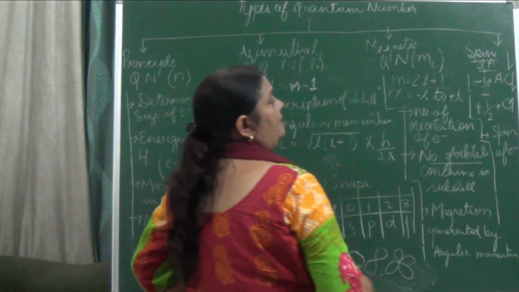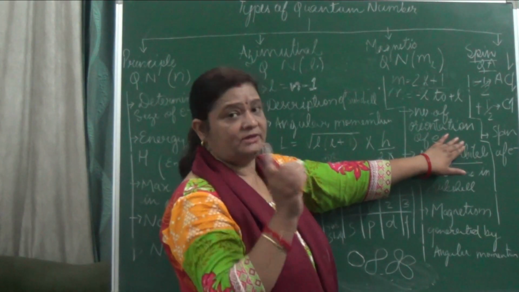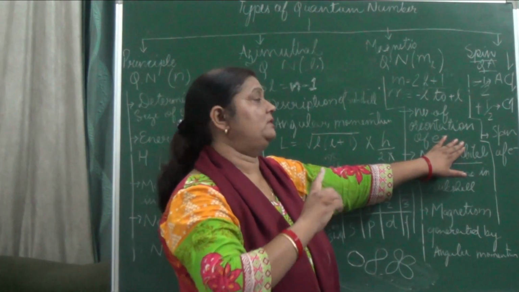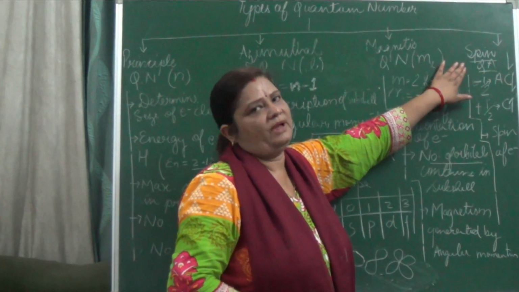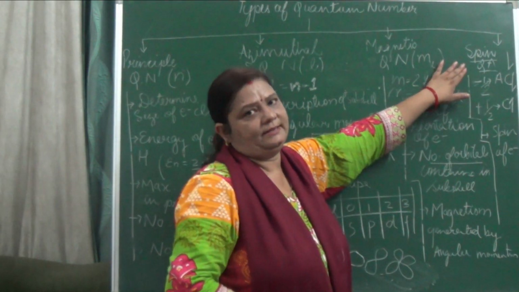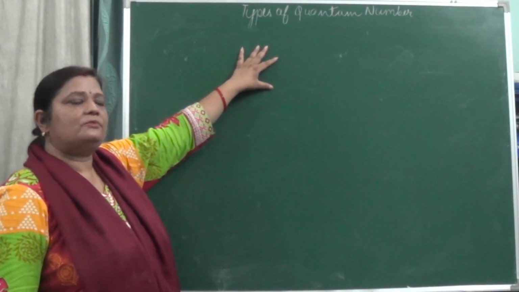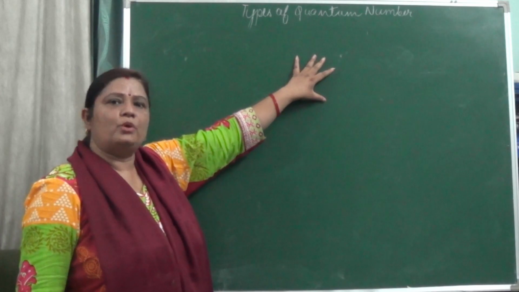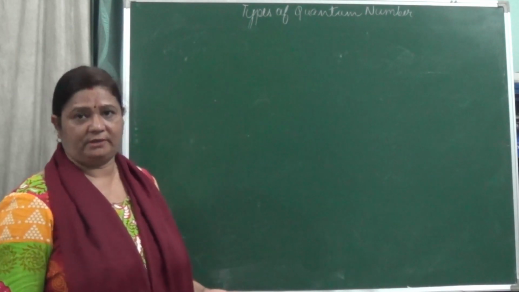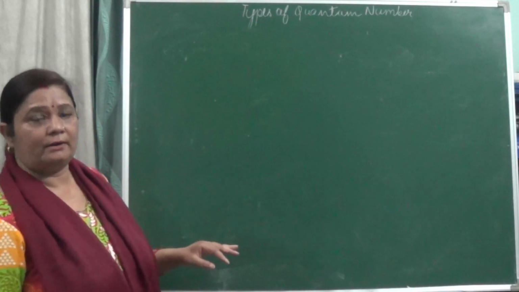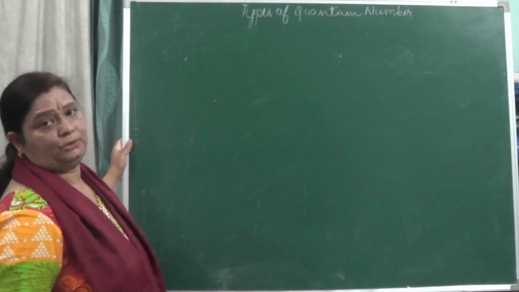The spin quantum number tells about the spin of the electron, how it is moving, whether in the clockwise or anti-clockwise direction, and it also tells about the magnetic properties of the atom. So we have studied the types of quantum numbers. Now, what is the purpose of these quantum numbers? I am going to explain that right now.